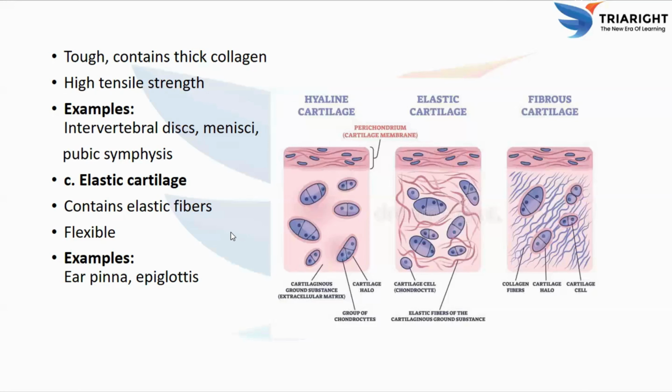And the third type of cartilage is elastic cartilage. The name itself tells you this cartilage is made with elastic fibers mixed with collagen. It is much more flexible than other types because it has the quality of stretchability. Why is it flexible? Because the elastic fibers allow it to bend and spring back to its original shape. Where is it found? It is found in the outer ear and also in the epiglottis.